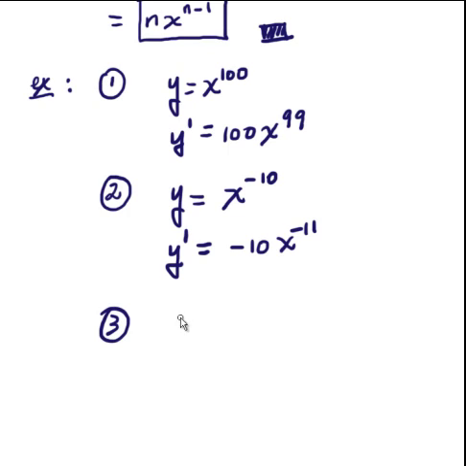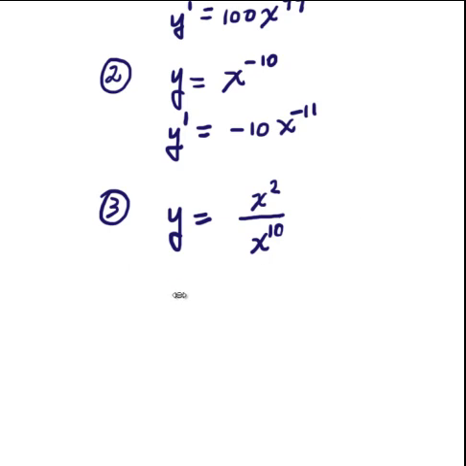Okay, let's say we have y equal to x squared divided by x to the 10th. Well, in order to use the power rule, we need a single power. We can't have a quotient of 2 powers. So what we have to do is modify this, just subtract 2 minus 10. That's x to the minus 8.